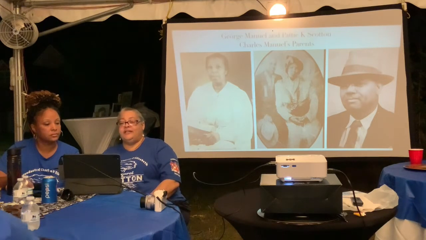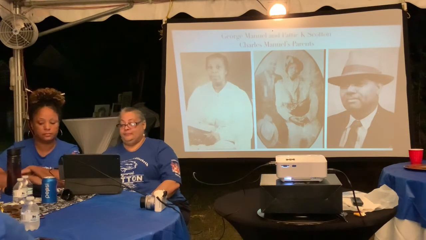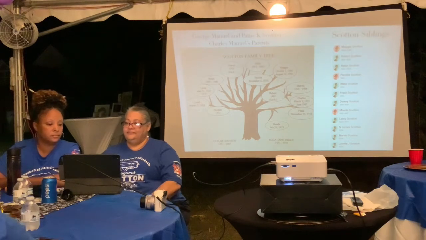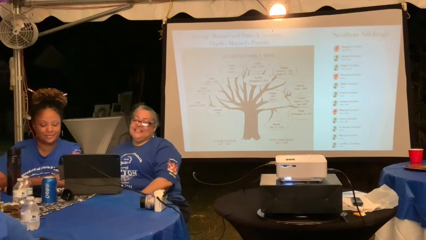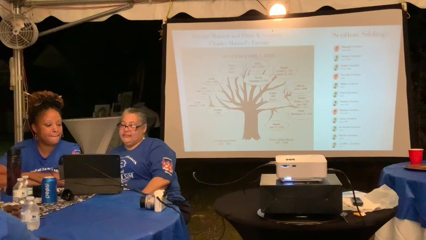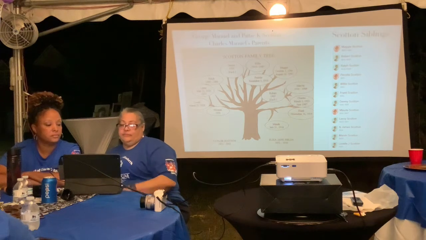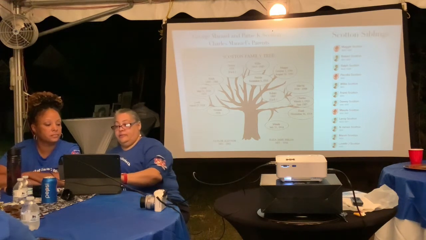So this is a picture of George Manuel and Patti K. Scotton, and they were Granddaddy's parents. And this is the family tree, and on the side is listed all of the Scotton siblings. Until I did this, I did not realize there were 13 of them. I always thought it was just 11, but it actually was 13. They had two brothers that died at birth.